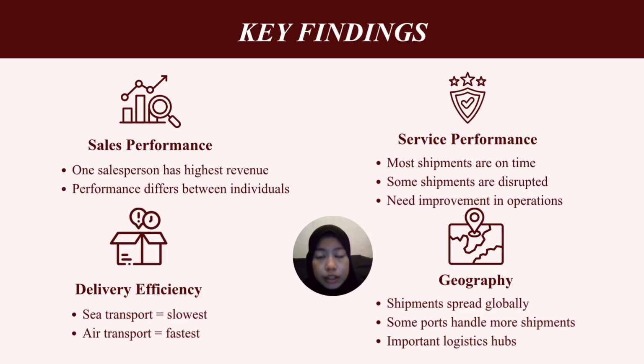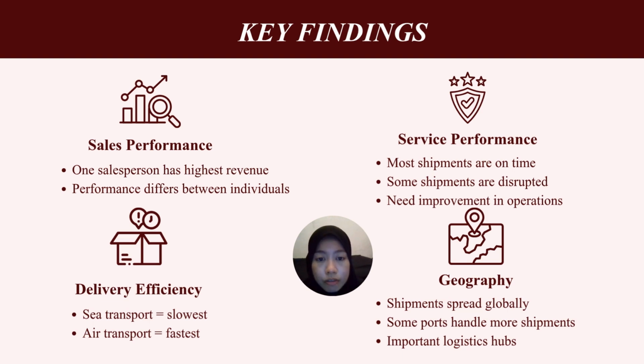For this slide, we will look into key findings. The first one is sales performance. From the sales performance analysis, we can see that one salesperson generates the highest revenue compared to others. This shows that individual performance varies among the sales team. It also indicates that some salespeople are more effective in closing deals and generating income than others.